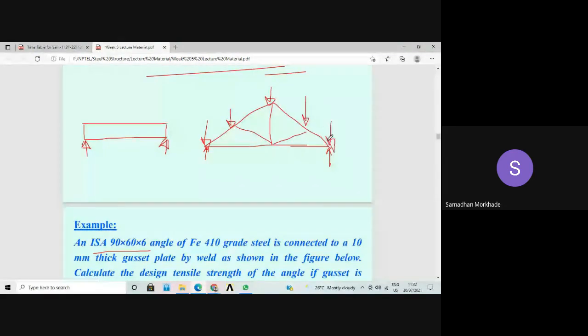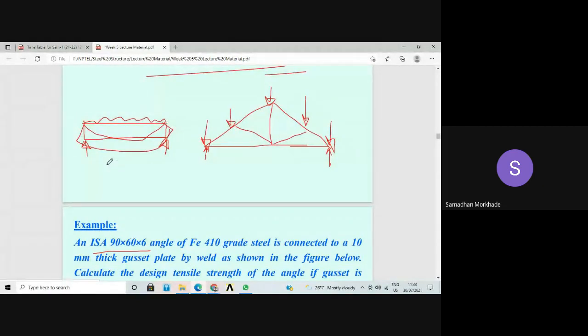So the deflected shape of a structure is very important. That will give the idea. It is a simply supported beam subjected to either a point load or UDL. When it is subjected to some external UDL, it is going to deflect like this. This is the deflected shape. So we have to think about the tension and compression.